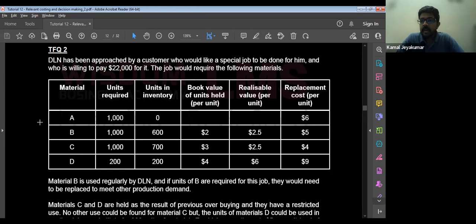Does anyone have any problem with this? Since you don't have any units of material A in your inventory, you have to purchase it from outside at $6 per unit, which will cost you $6,000. That's your relevant cost of material A. Is that clear to everyone? Okay, one person has said yes. How about the others?